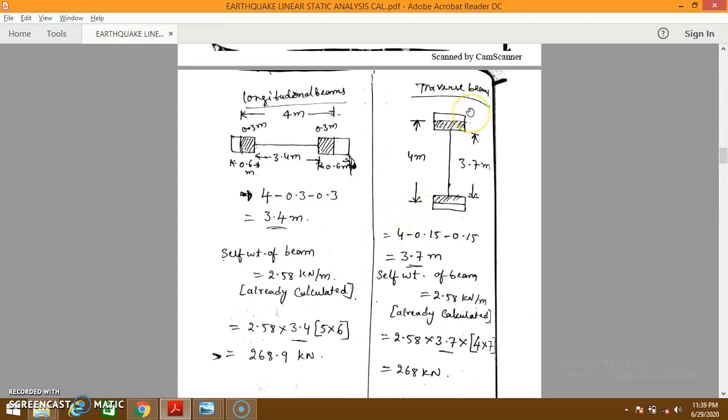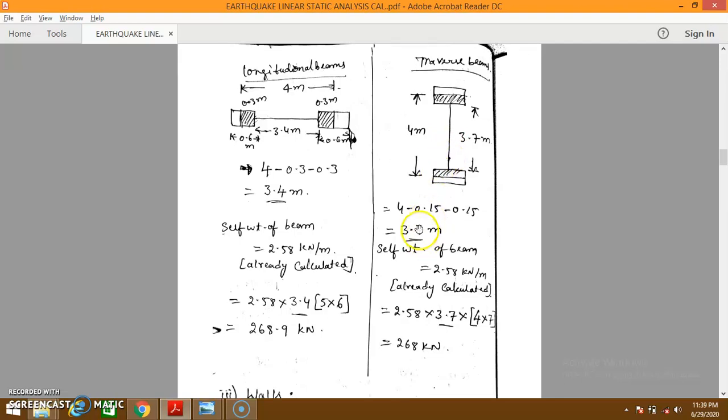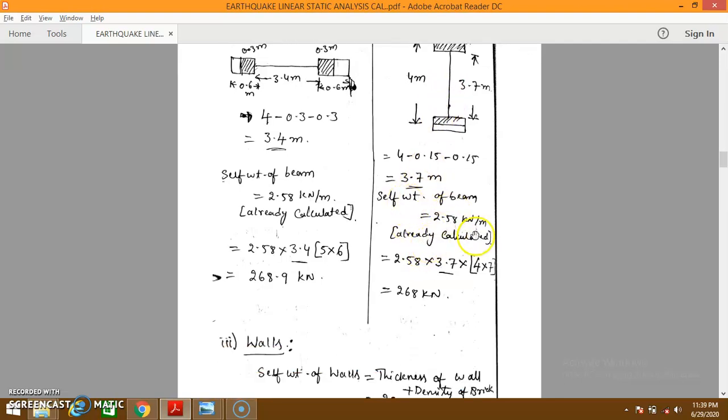Okay. Next, transverse beams, in the vertical direction. The column is 0.3 meters, so the center to center 4 minus 0.15 and 0.15 gives 3.7 meters. This is only the beam length. We get 3.7. Self weight of beam 2.58, already calculated, so 2.58 into 3.7.